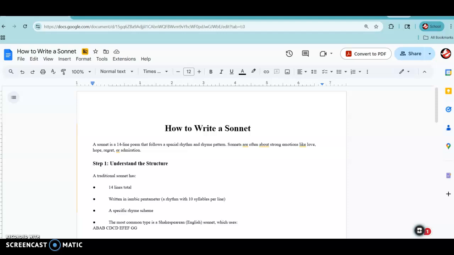Now, I know we've been working on this checklist of poetry that we've been doing together. It's 15 different types of poetry. One of them is a sonnet, so we're going to get this done out of the way.